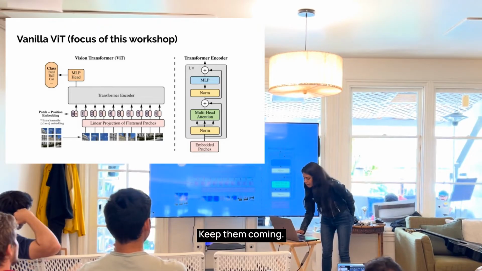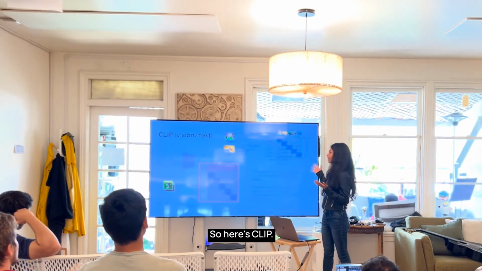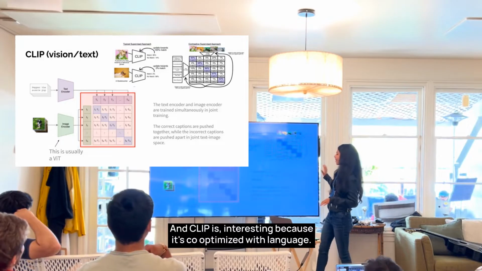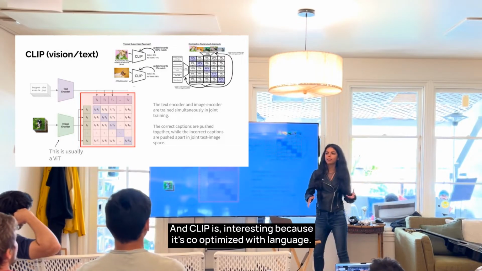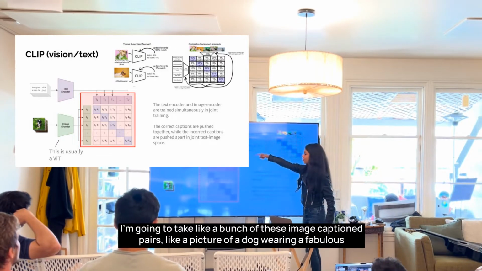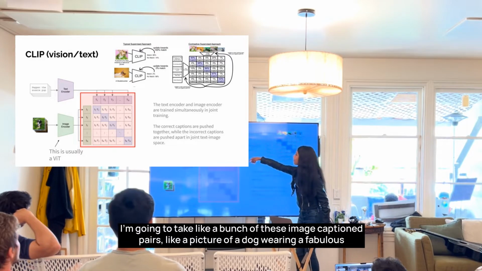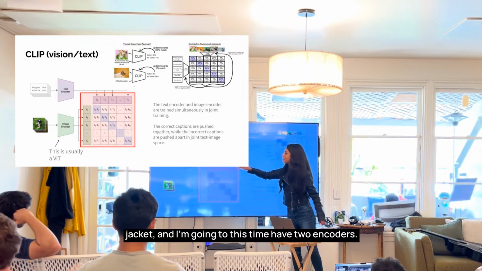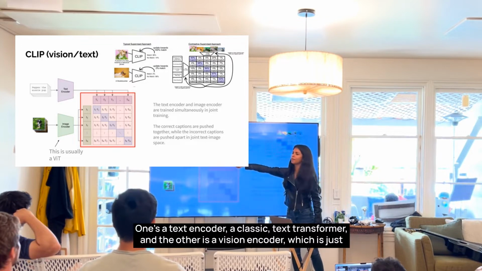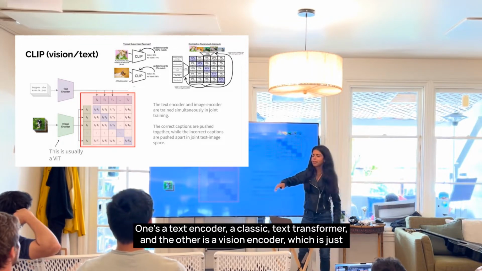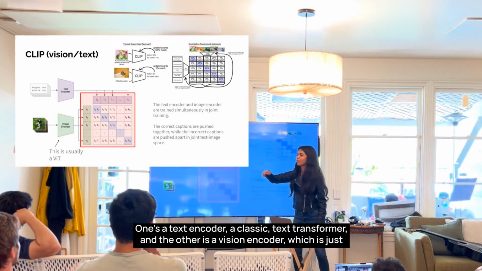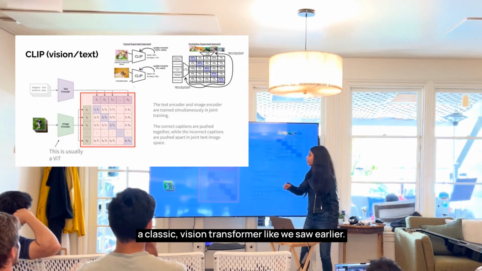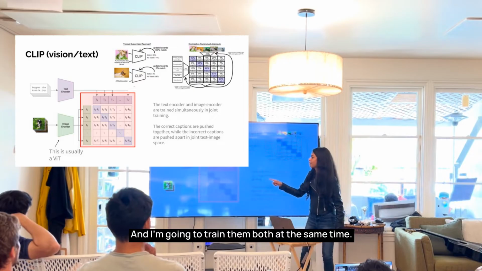Keep them coming. Okay, so here's CLIP. And CLIP is interesting. It's co-optimized with language. I'm going to take a bunch of these image caption pairs, like a picture of a dog wearing a fabulous jacket, and this time I'm going to have 2 encoders. One's a text encoder, which is just a classic text transformer, and the other is a vision encoder, which is just a classic vision transformer like we saw earlier. And I'm going to train them both at the same time.